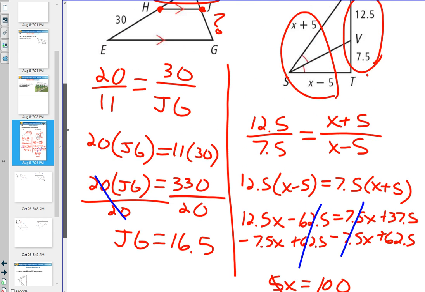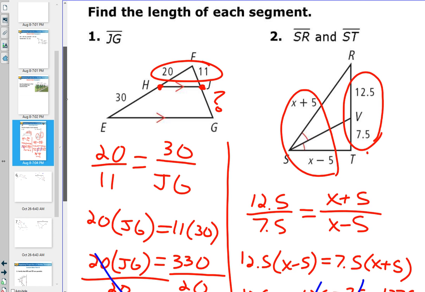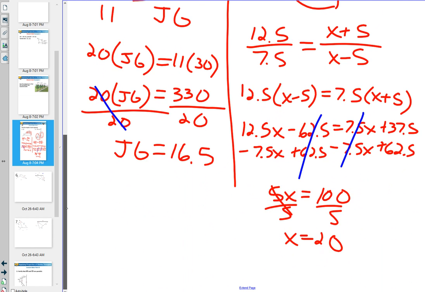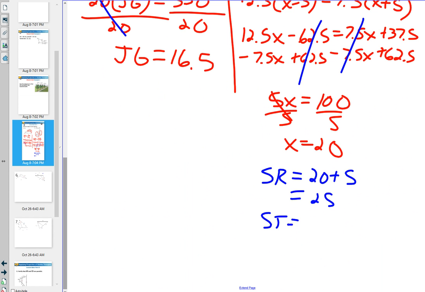They want to know SR and ST. So I got my x. SR was that plus 5, which is 25. ST was the 20 minus 5.